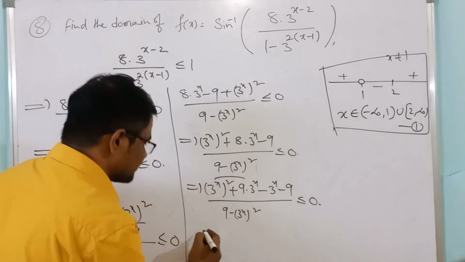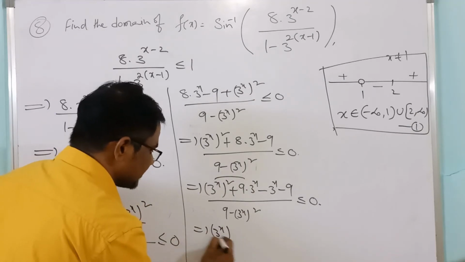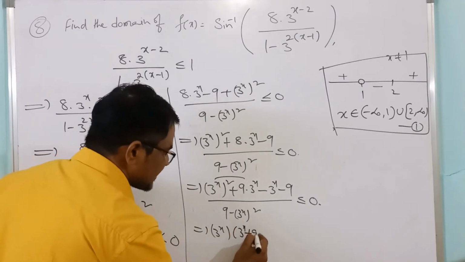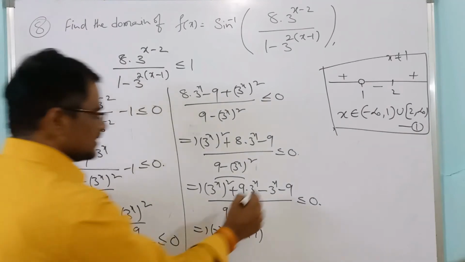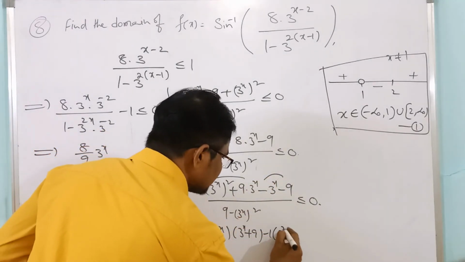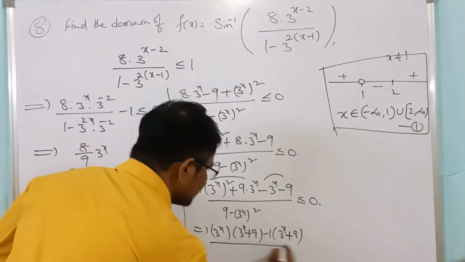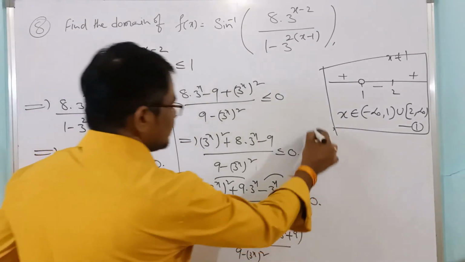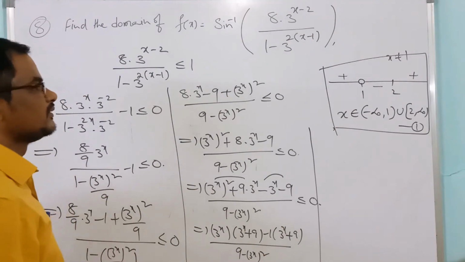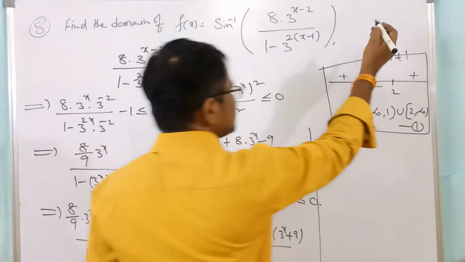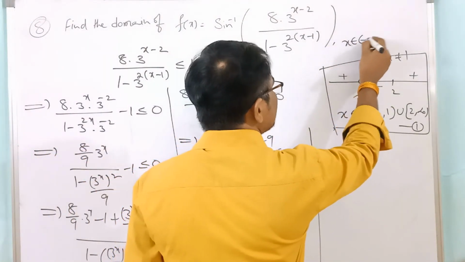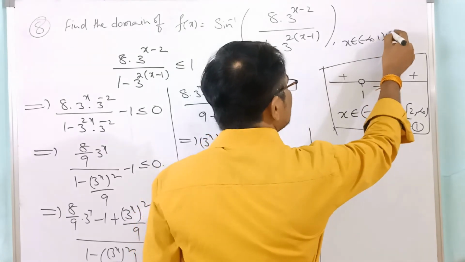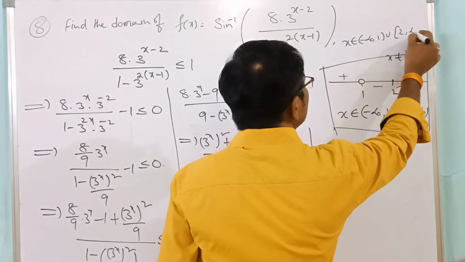Again in these two, 3 power x common. If you take 3 power x common, 3 power x plus 9. In these two, minus 1 common. So 3 power x plus 9 divided by 9 minus 3 power x whole square. Now, the first condition, I will write here, x belongs to minus infinity to 1 union closed interval 2 to infinity, right?